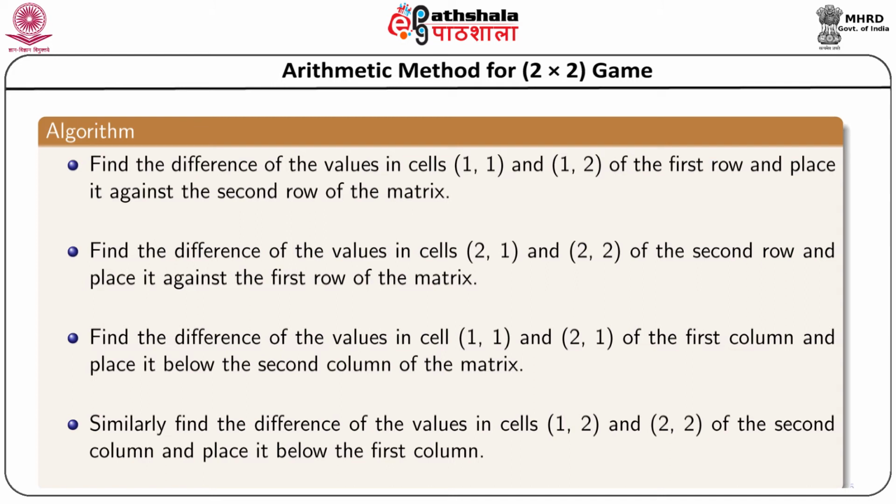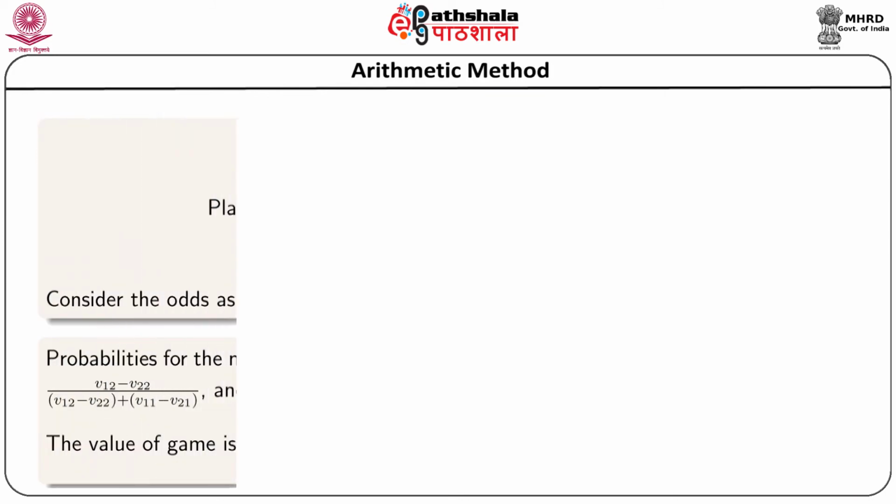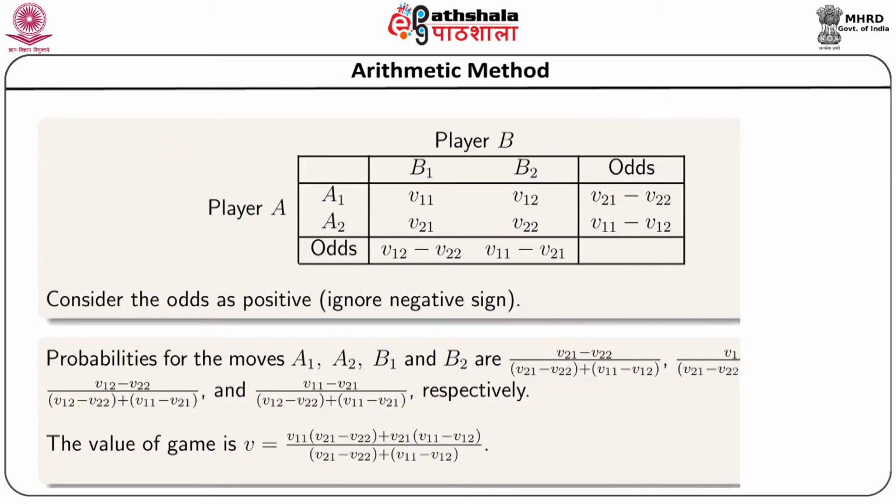In step 3, find the difference of the values in cells 1 1 and 2 1 of the first column and place it below the second column of the matrix. Similarly, find the difference of the values in cells 1 2 and 2 2 of the second column and place it below the first column. In finding these differences, we should always consider the positive values. That means, we will ignore the negative signs.